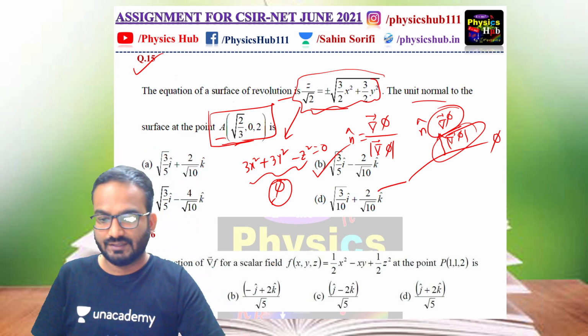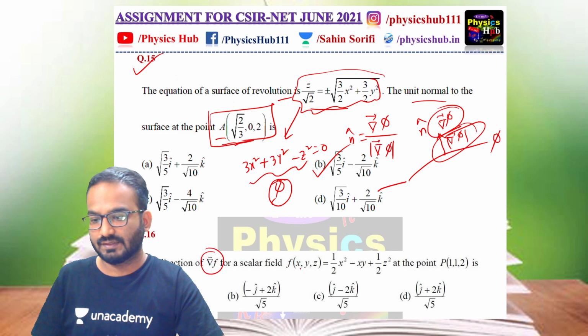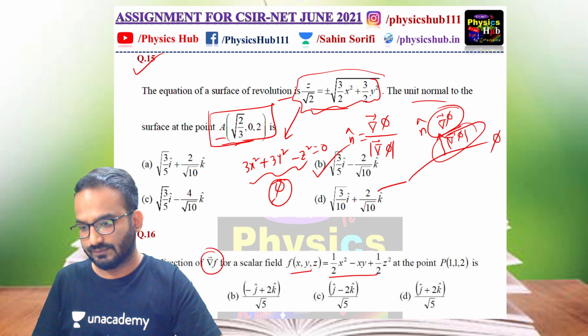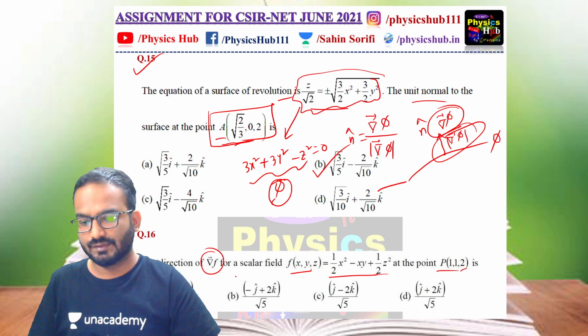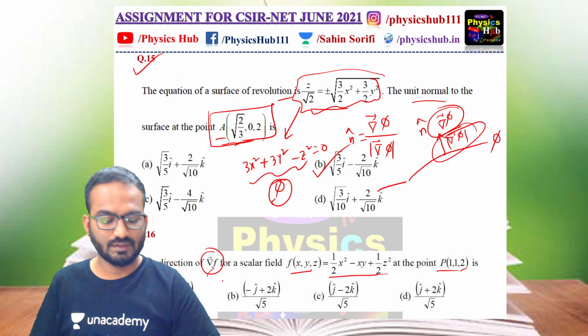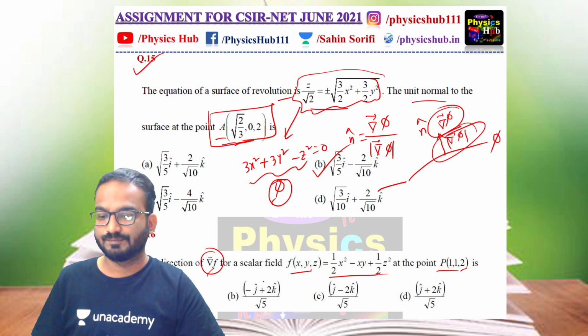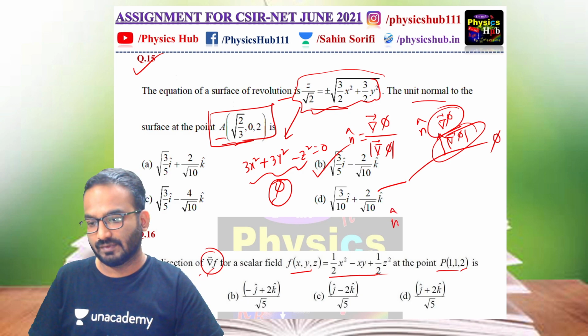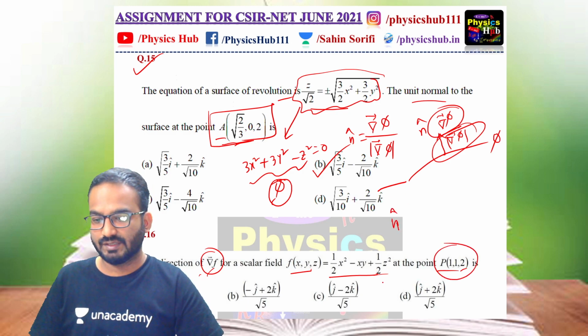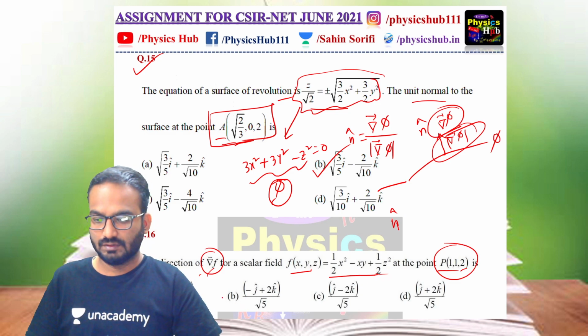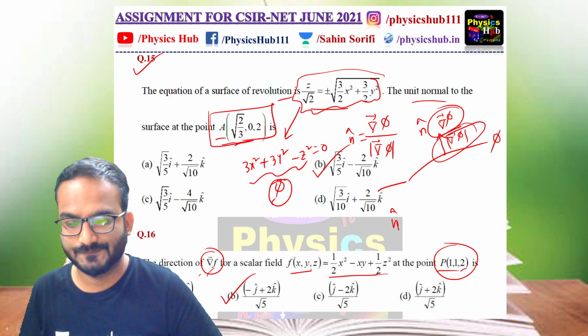Next question, question number 10. The direction of grad f for a scalar field f of this form at the point P is. So this is a similar question. You can just take the derivative, grad phi, and you have to find the direction, meaning you have to find n cap as well at this point P112. So it can be done in a similar manner, and this will give you option B as the correct option.